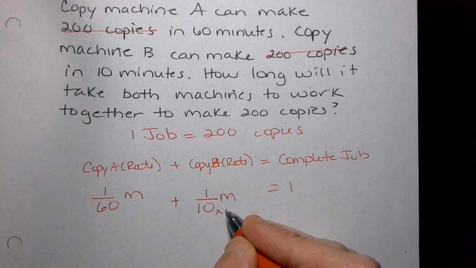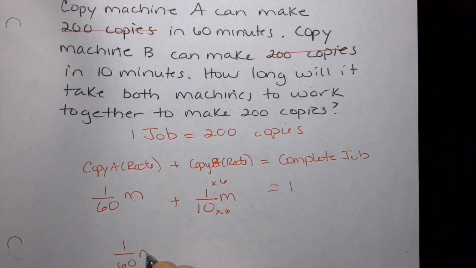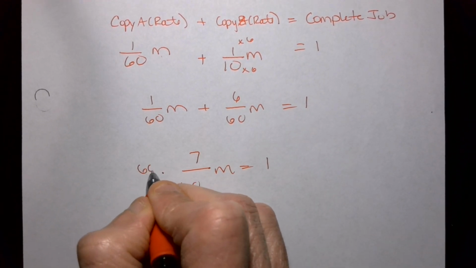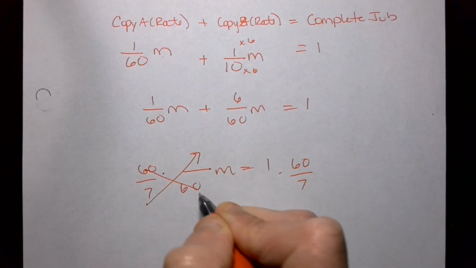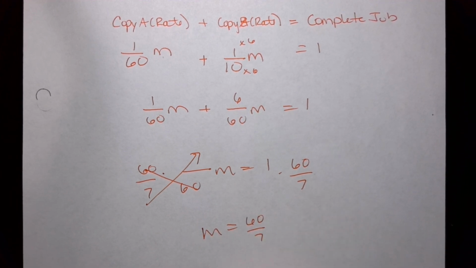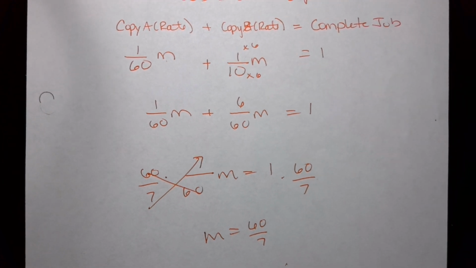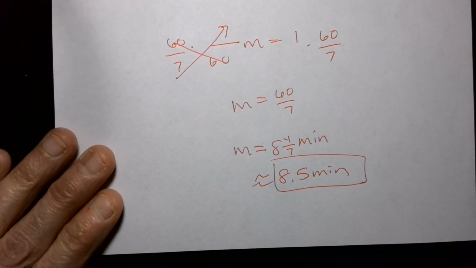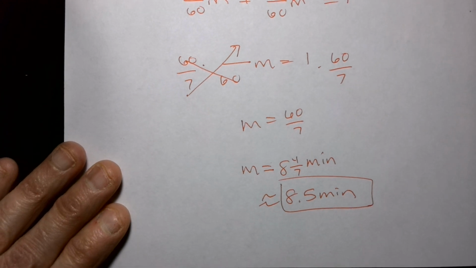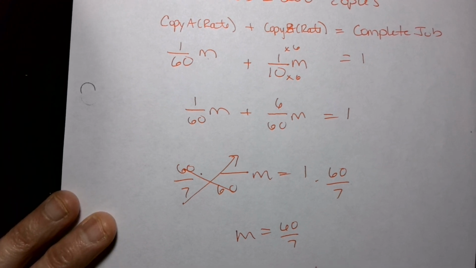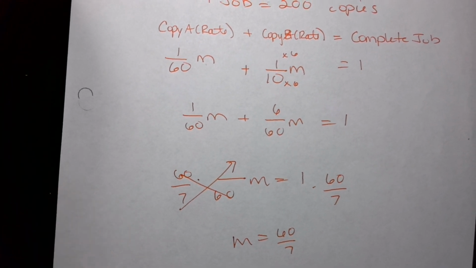So when we do this, we get a common denominator. 1/60m plus 6/60m equals 1. That's 7/60m equals 1. Oops, let's get on the screen. Times it by the reciprocal. Voila. Isn't that cool? It's going to take about 8.5 minutes to complete it. Okay, 8.5 minutes to complete that job with both of them working together.